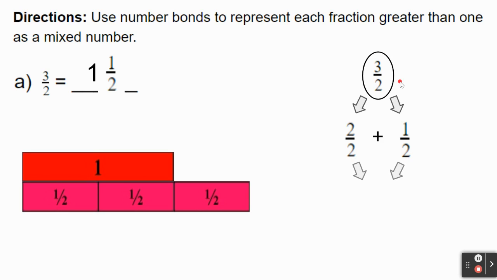Let's rewrite this as a mixed number. Well, 2/2 is the same as 1 whole, and we have 1/2 left over. So that means that 3/2 is equivalent to 1 and 1/2, which is the same answer we got when we used the fraction bars.